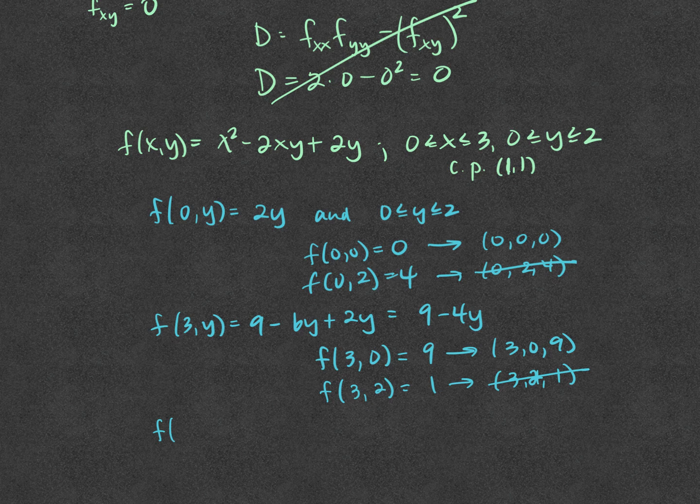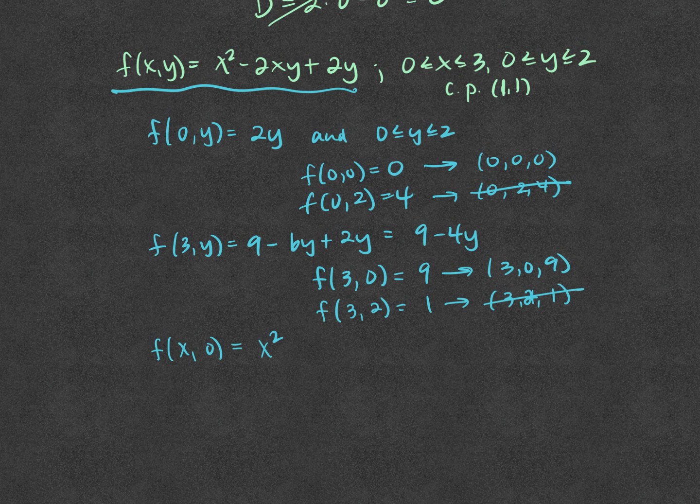Now we need to try the y endpoints. We started with the x, now we need to do the y. So let x be any value and y is 0. We're going to go back up to this original equation. When we plug in 0 for y, we have x squared, and the rest of it goes away. Our x bounds are between 0 and 3. So when y equals 0, we first let x equal 0, which is 0. So we have the point (0, 0, 0), which corresponds to the one up above.